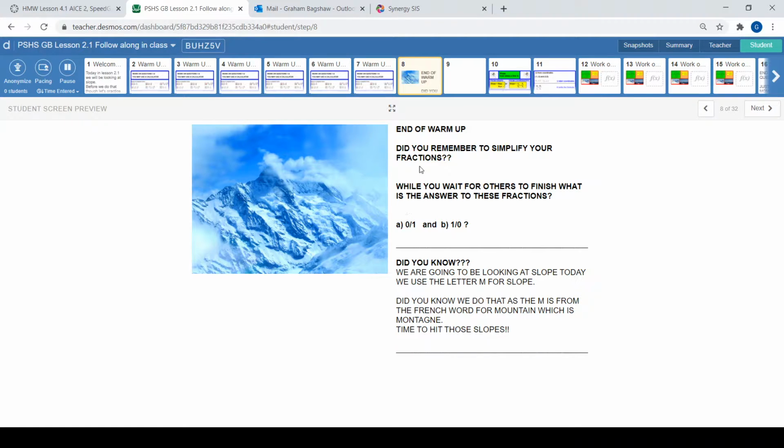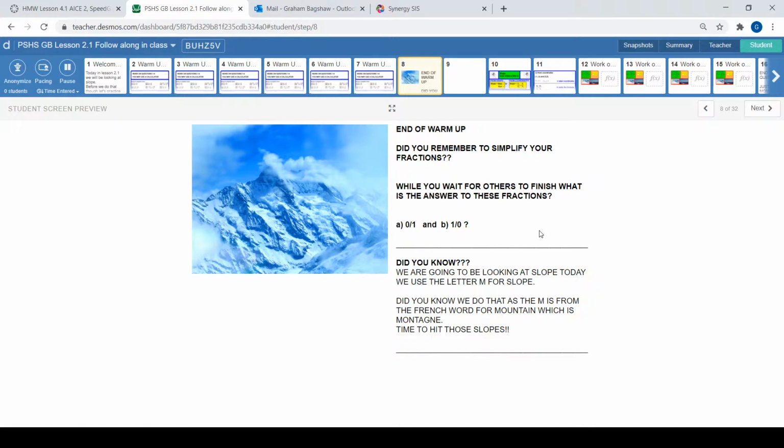Now, for some people who did finish quickly, I did ask them these 2 questions, because often people get these 2 mixed up. So if you type 0 divided by 1 on your calculator, it will actually say 0. But if you type 1 divided by 0 on your calculator, it'll actually say error. You might see the little E in the corner of your calculator, depending on what type of calculator you're using. And that's going to be a special case that we're going to talk about later.